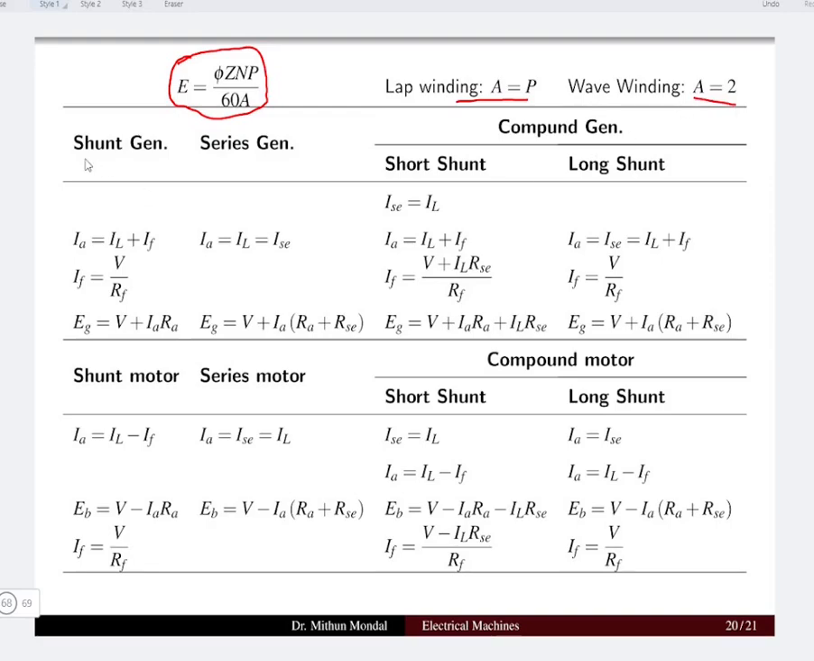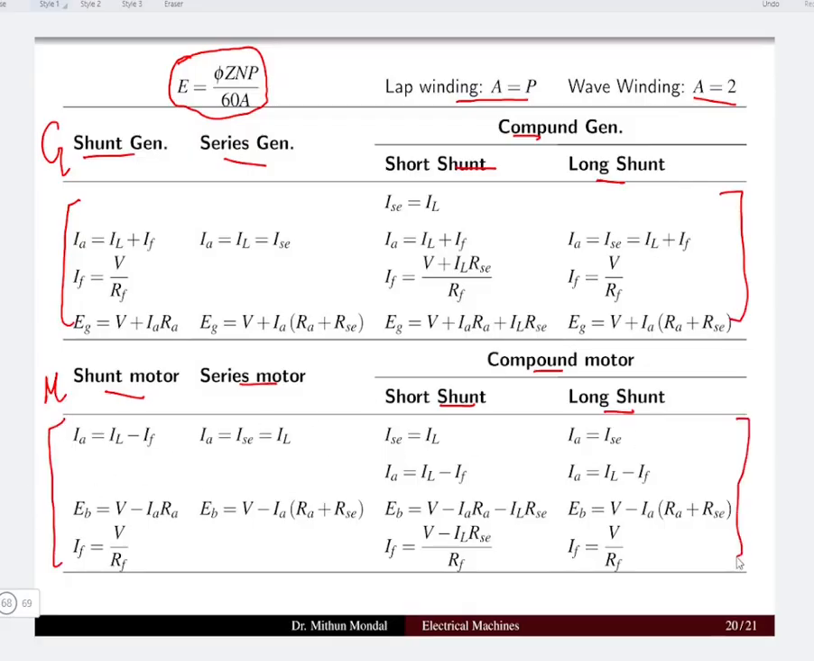For the shunt generator, series generator and the compound generator, again divided into short shunt and long shunt. This is for the generating action, and this is for the motoring action. So here we have shunt motor, series motor, compound motor, again divided into short shunt and long shunt. So all the equations governing the voltage-current relationship for the generator and the motor are summarized, which we can obtain from using Kirchhoff's current law, Ohm's law and Kirchhoff's voltage law.